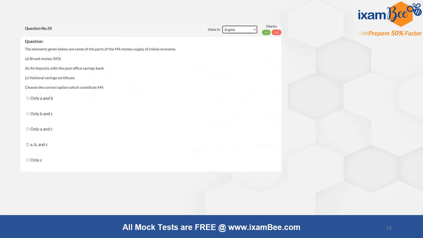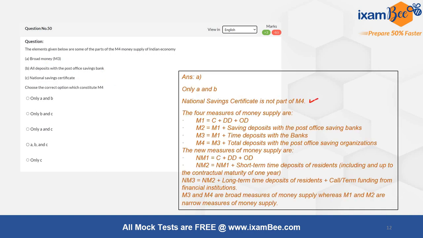Okay. Now the next question is that you are given the elements of M4 money supply in the Indian economy. Options are broad money M3 plus all deposits with the Post Office Savings Bank and National Savings Certificate. Now you have to choose the correct option, that which would constitute M4. So we know that National Savings Certificate is not part of any of the measures of money supply M1, M2, M3, M4. So C option is incorrect, but M4 includes the broad money M3 and all the deposits with the Post Office Savings Bank.